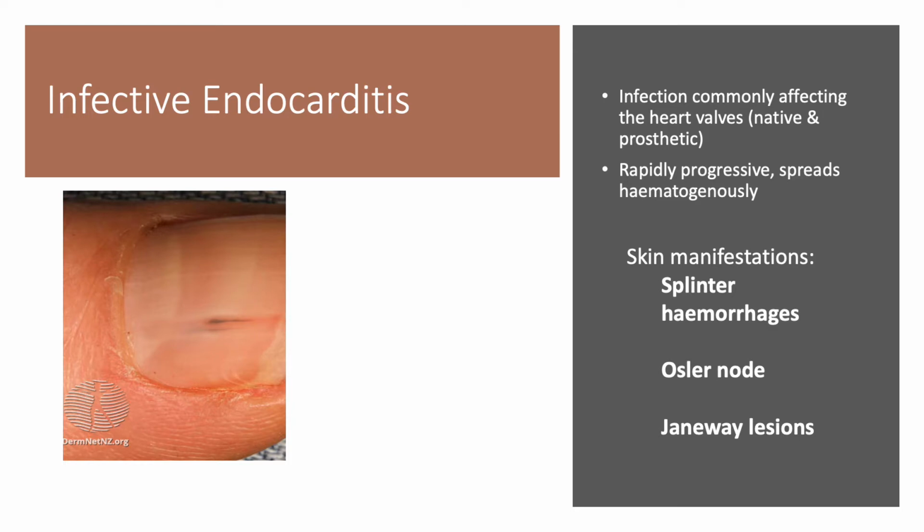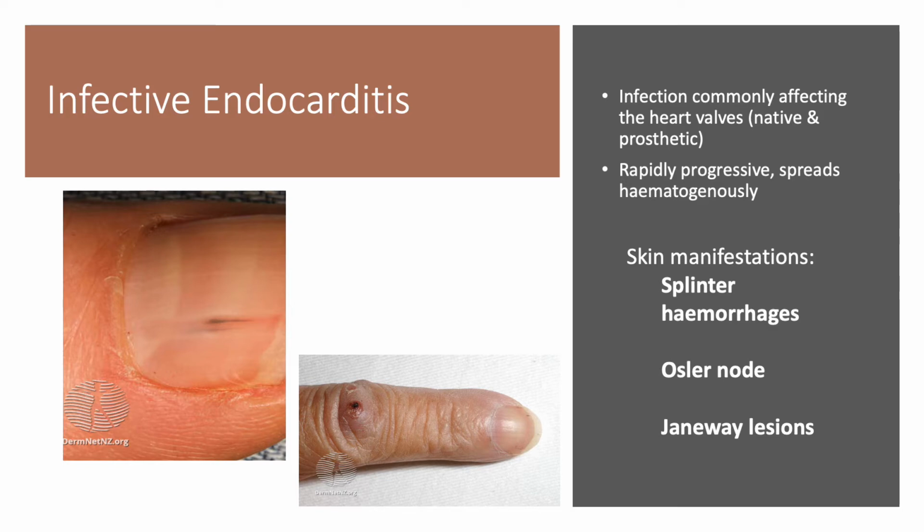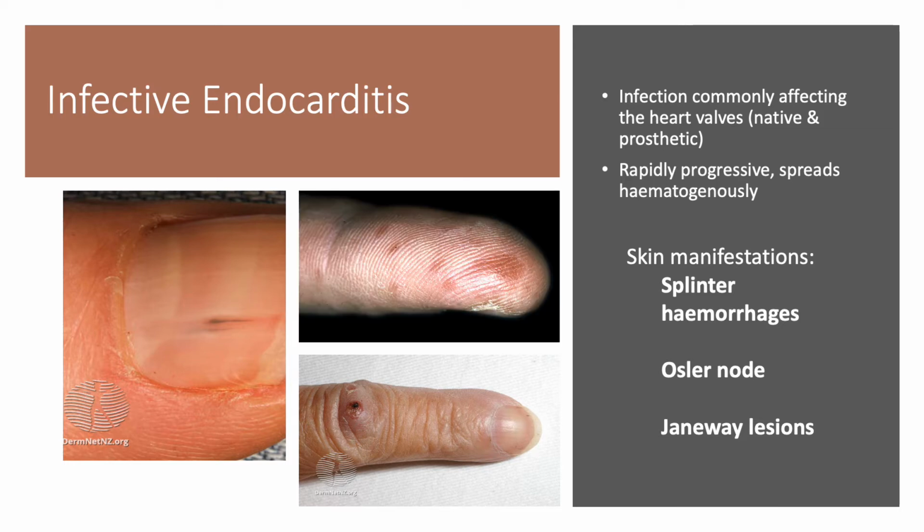Second of which is the Osler nodes. These are painful red nodules that involve the pulp of the terminal phalanx of the fingertips and sometimes the toes. And then the last one is the Janeway lesions, and these are non-tender erythematous macules on your palms and soles.